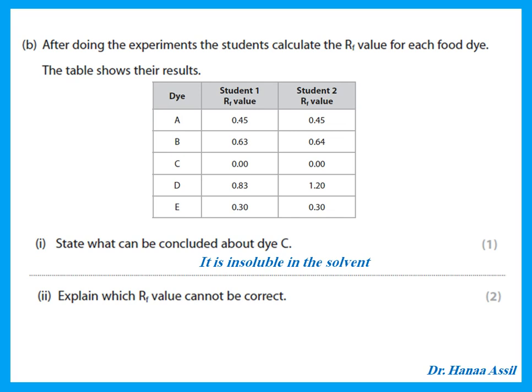Explain which RF value cannot be correct. Which one of these cannot be correct? Well, you should know that RF value should be numbers less than 1. You can't have a number for RF value that is more than 1. So dye D, student 2, which got 1.2 for his RF value, that obviously is wrong. The RF value cannot be more than 1.